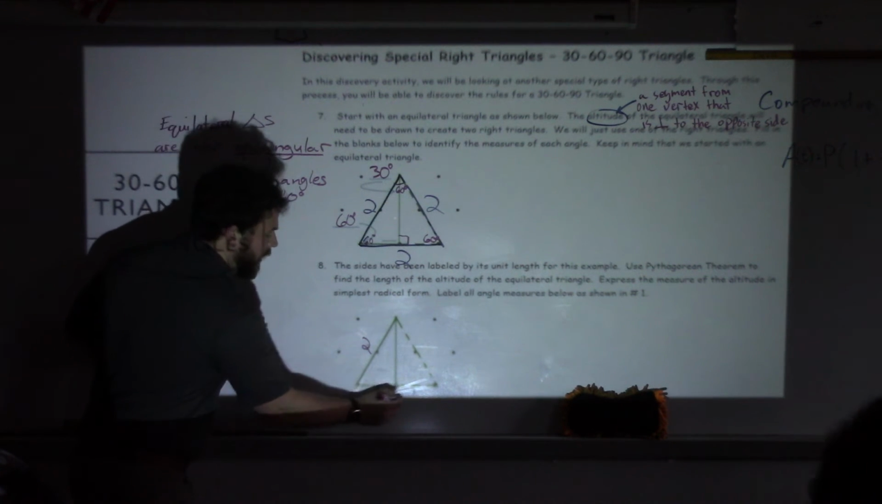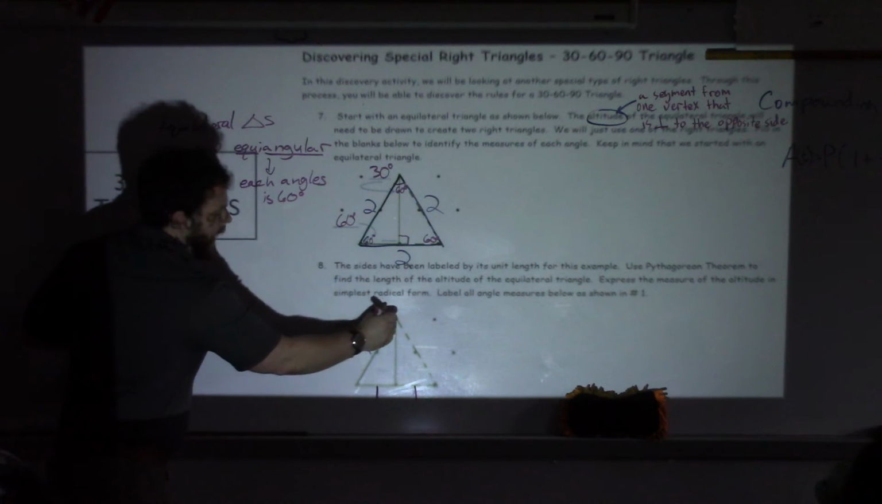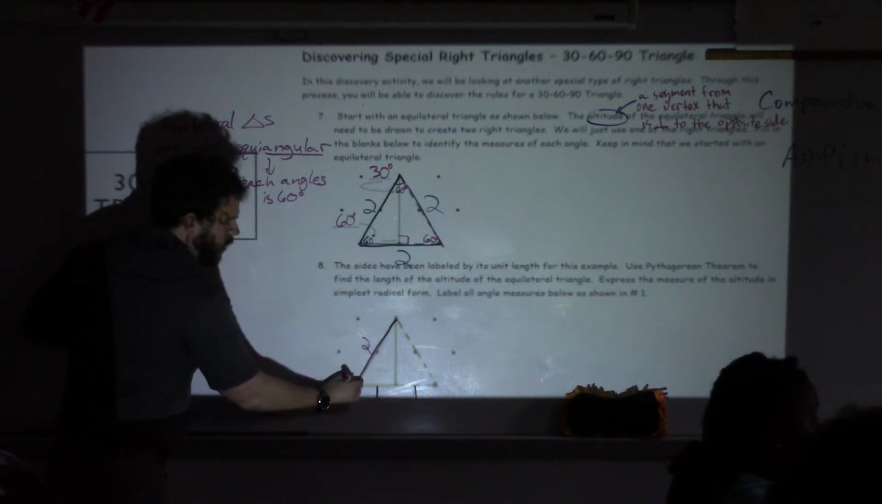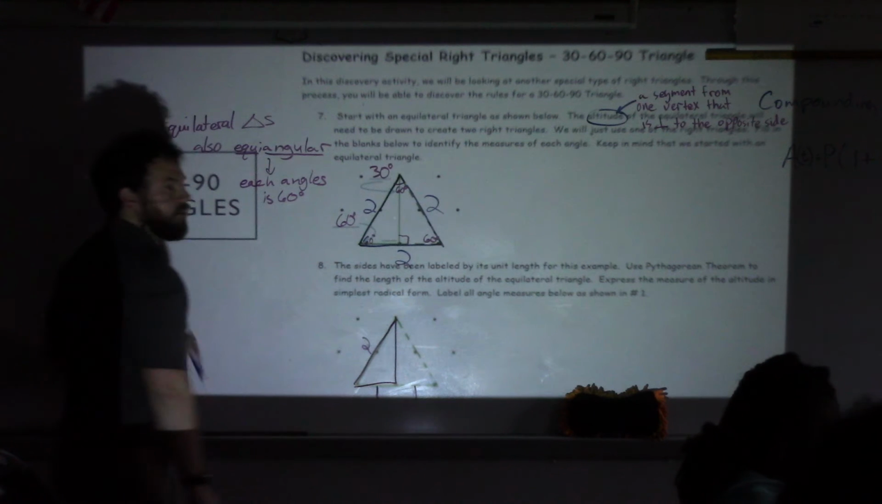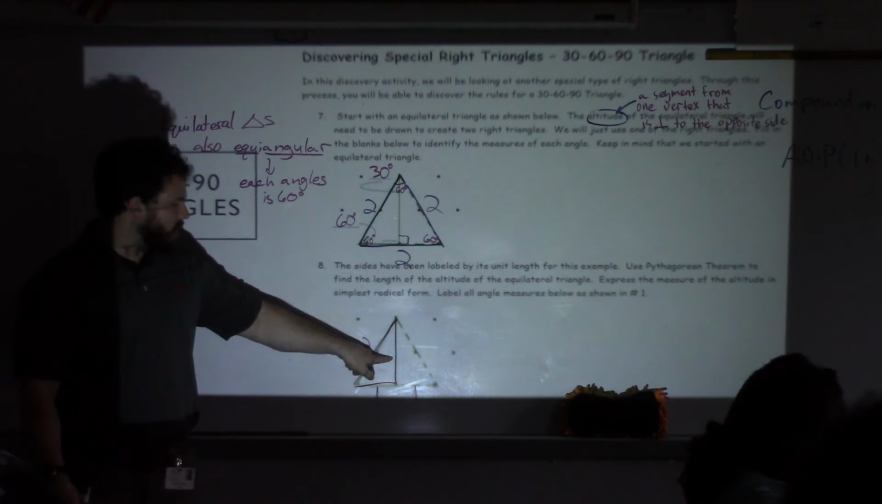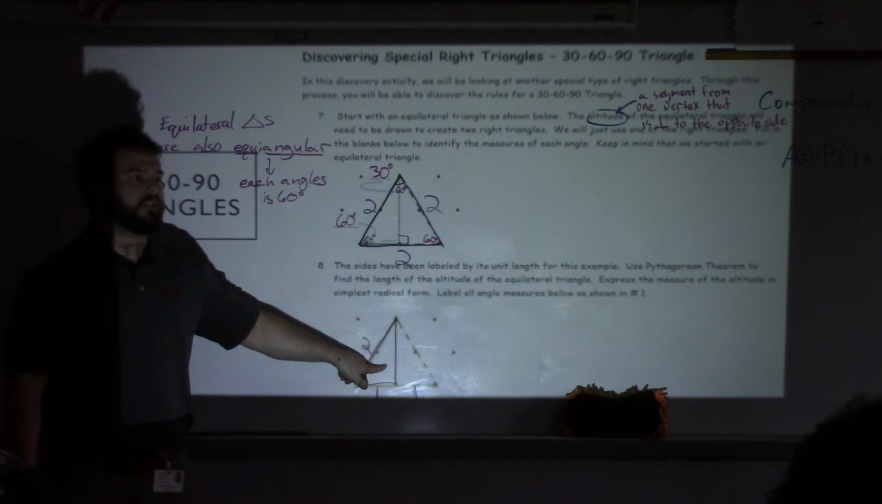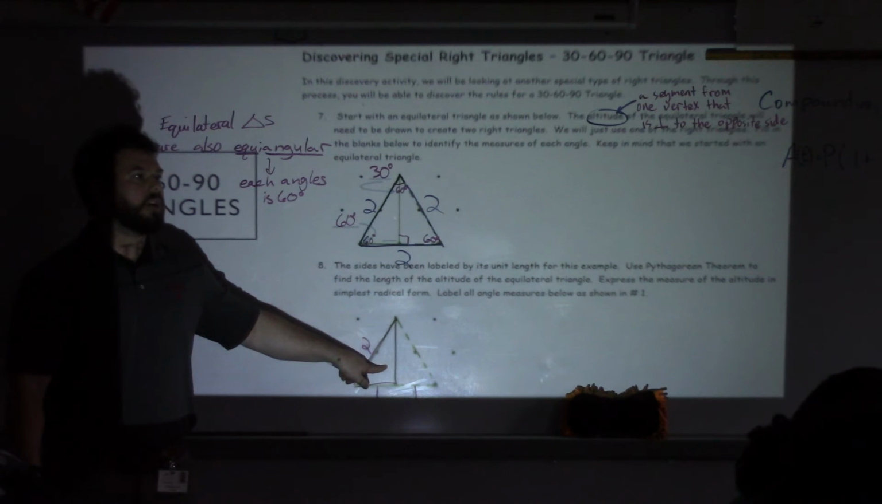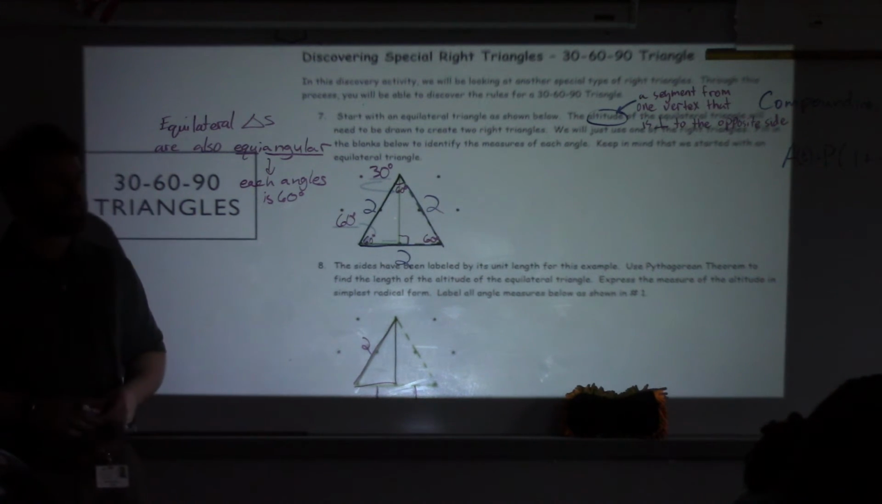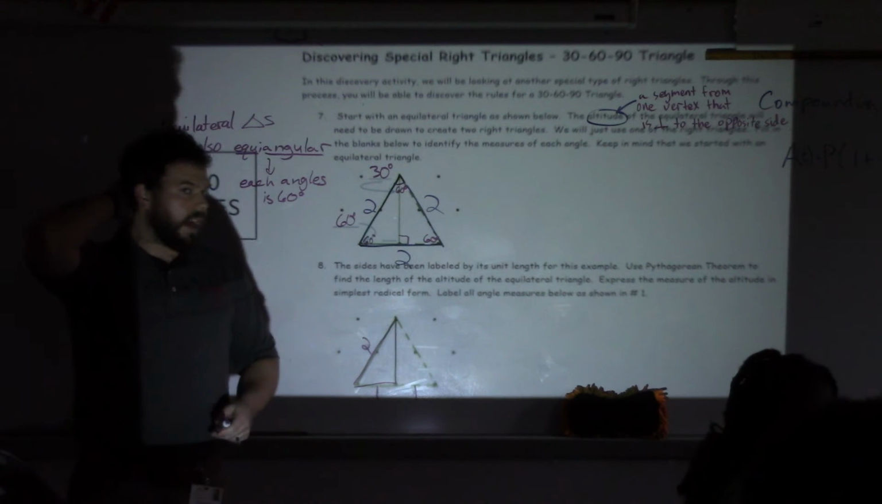So this is 1 and this is 1. And notice we have a right triangle right here. So what can I use to find this missing length of the altitude? The thing. What's the thing? Pythagorean theorem.